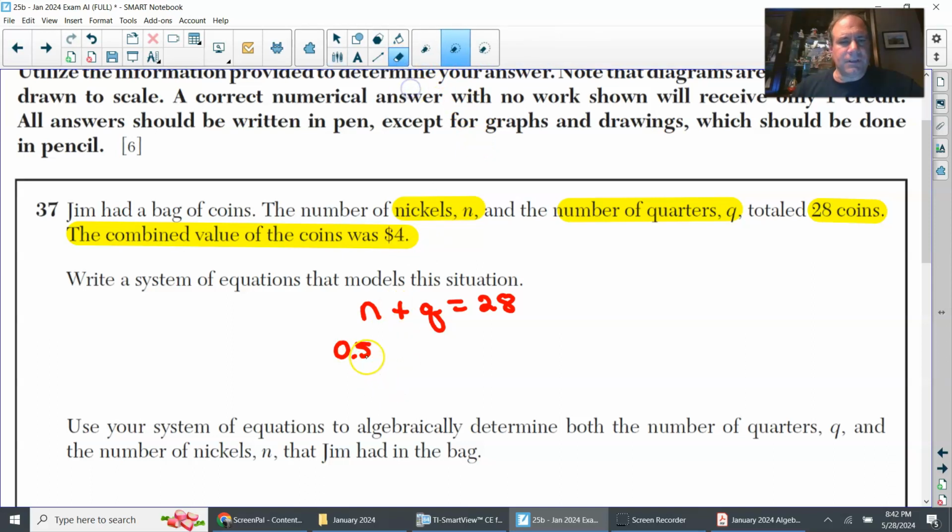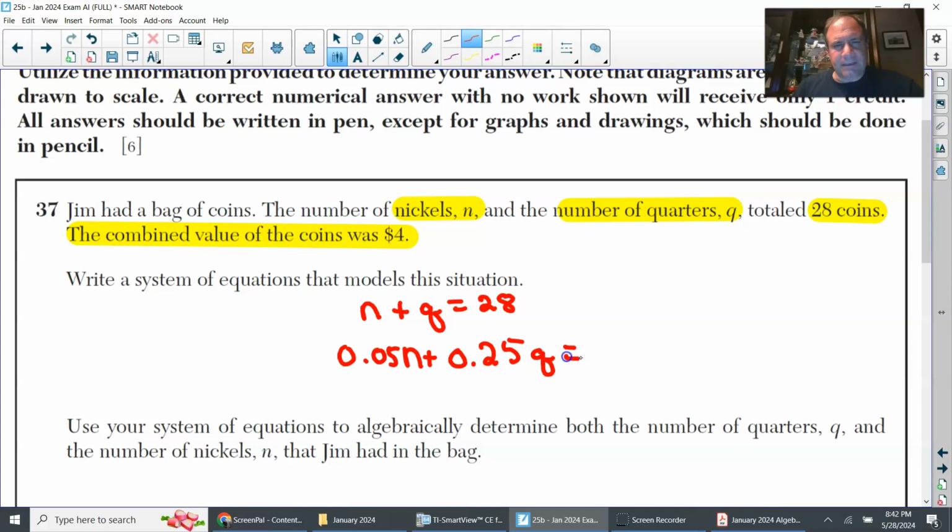Sorry. For a nickel, 0.05N plus 0.25Q equals $4. And that is your system of equations.